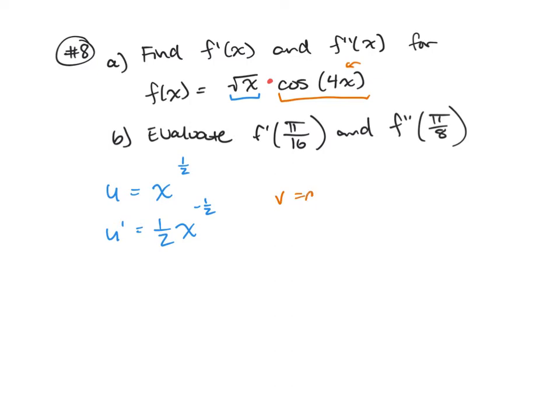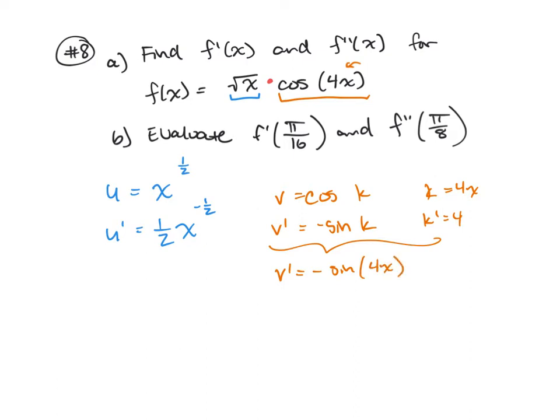V is going to be the cosine of k, and then k is just 4x. V prime would be negative sine of k, and k prime would be 4. So the actual final here would be V prime is negative sine of 4x times 4.